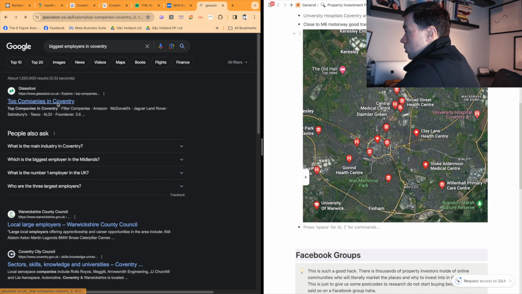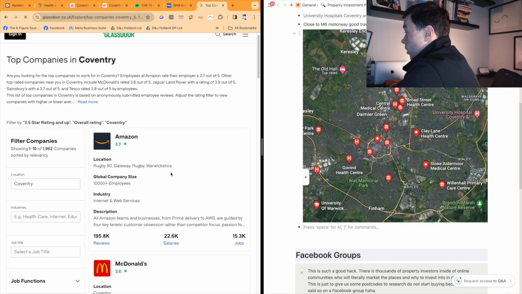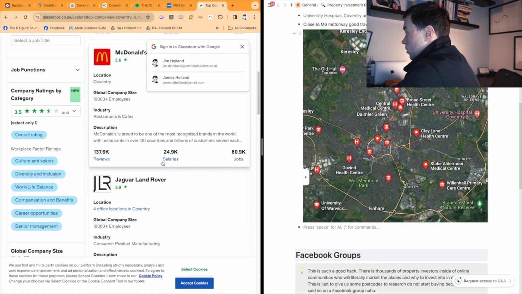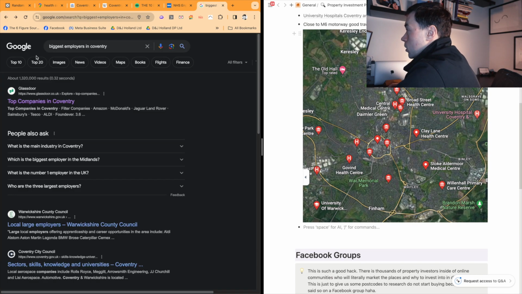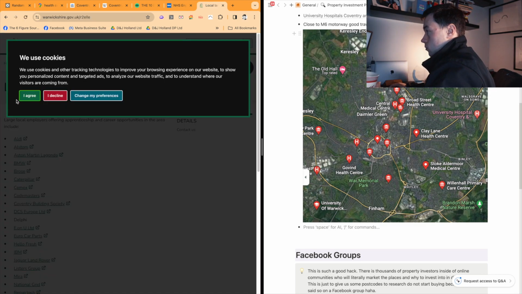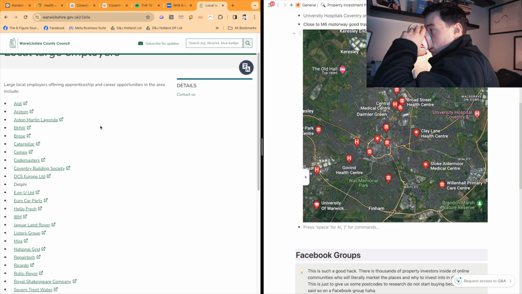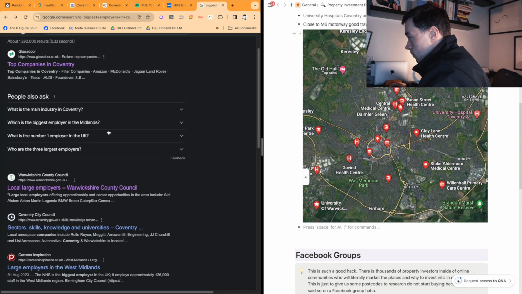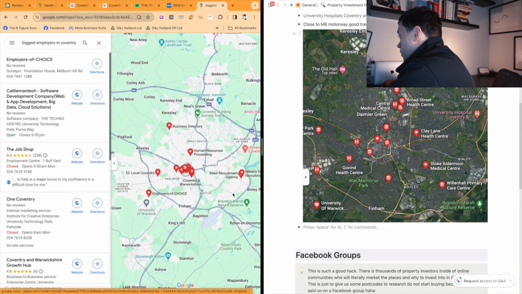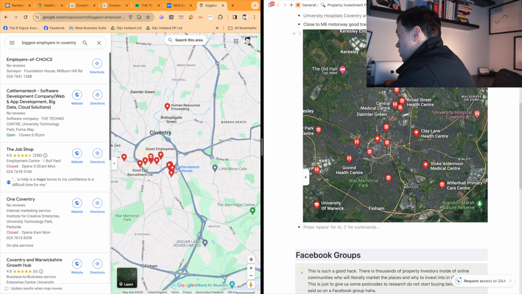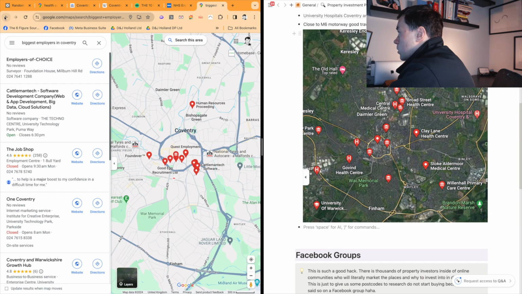Top companies in Coventry. Right. Okay. So we've got Amazon, McDonald's, Jaguar Land Rover, Sainsbury's. So there's some big employers. Can we see any of these on the map? Right, okay, yeah. So we've got some big employers there. A lot of them are relatively central.